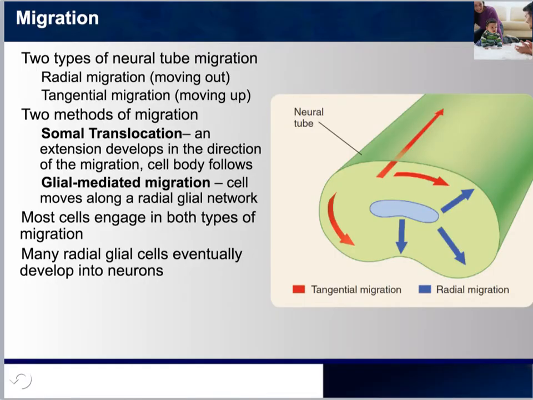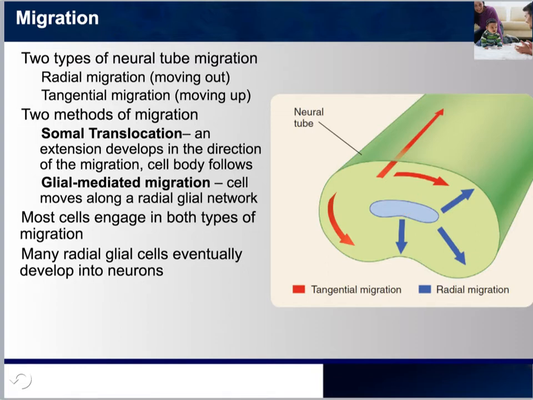In this picture, we're able to appreciate the neural tube here in green, and you're able to see 2 types of neural tube migration. You have radial migration, which would be the blue ones here, and these are basically those that are moving out from the ventricular zone, each side of the 4 connected fluid-filled cavities in the center of the brain. This will eventually become our ventricles.